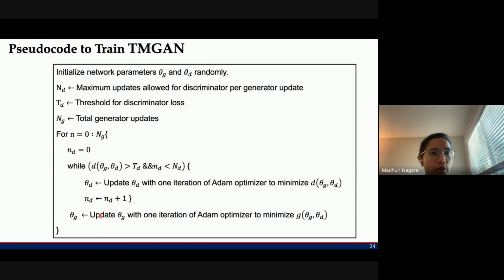So this is the pseudocode to train TMGAN, which closely follows the common literature in GANs. One key part is that we don't want the discriminator to get too strong, so we update the discriminator only if its loss function is greater than some threshold. This threshold is 0.2. And for every generator update, we do multiple updates on the discriminator to avoid mode collapse.